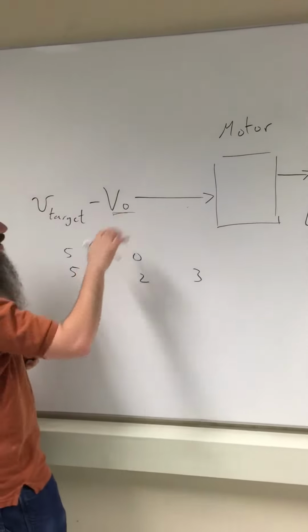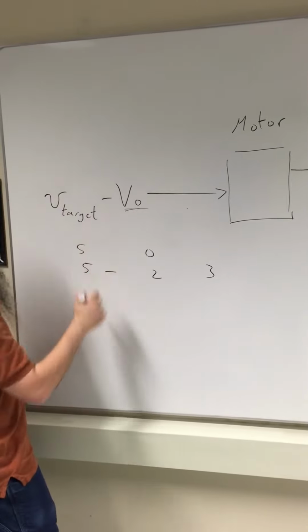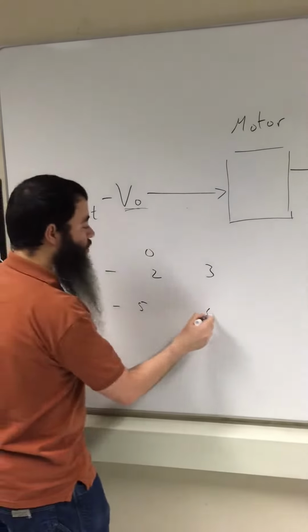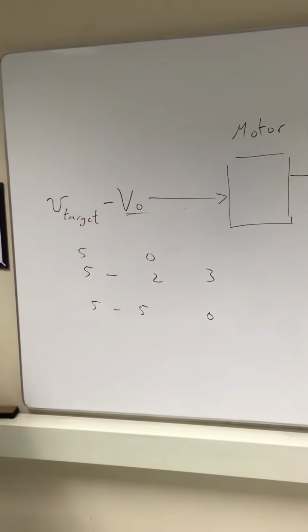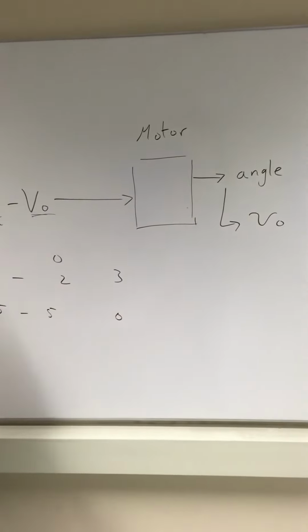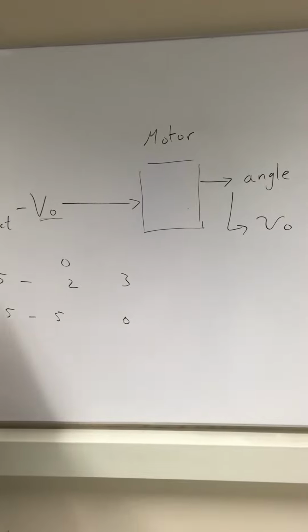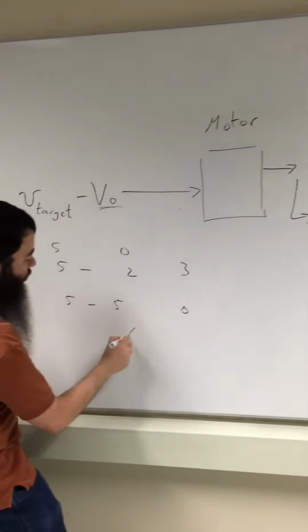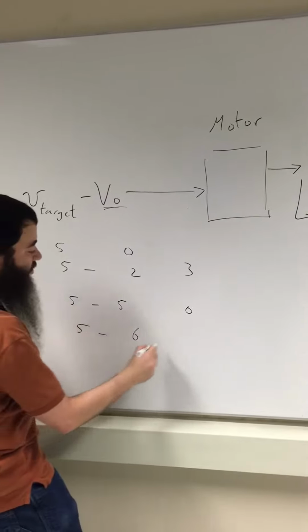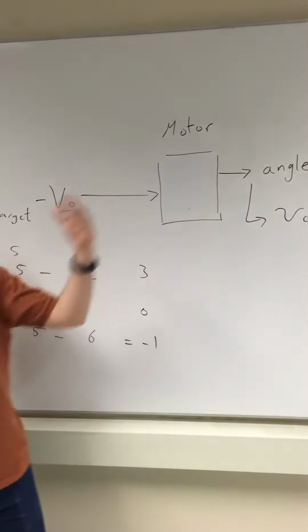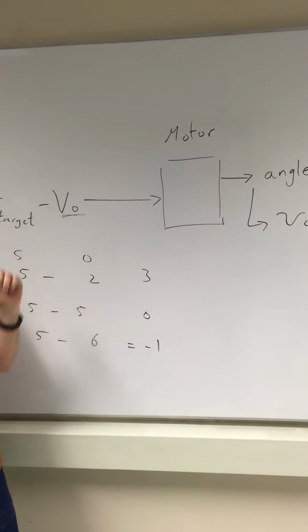What will happen if this angle is exactly the same angle? We have 5 minus 5, which is 0, so the motor will not revolve at all. If the motor speed was too high, so that inertia makes the motor move past the 5 volts, let's say it went to 6 volts, then it's 5 minus 6, which is negative 1. So we force the motor to get back to the position we want.